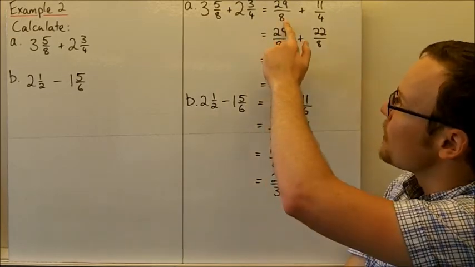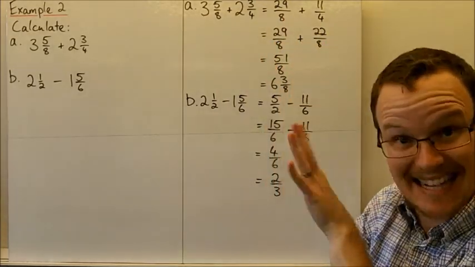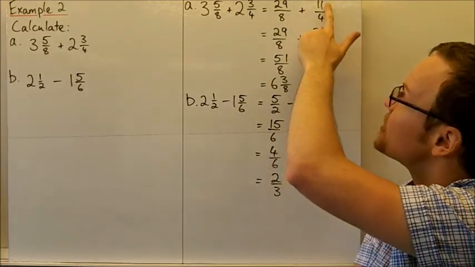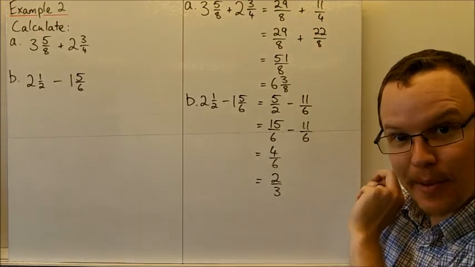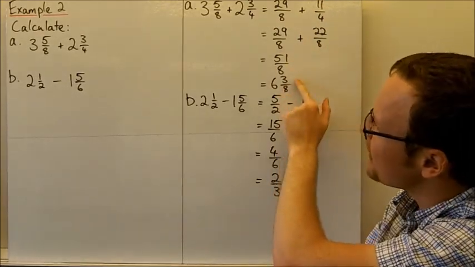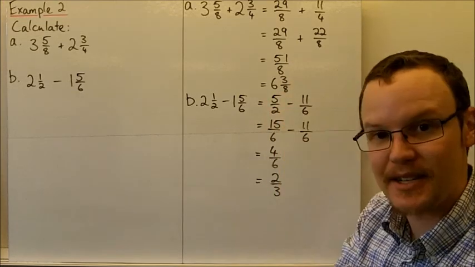So here the lowest common multiple of 8 and 4 is 8. So 8 times 1 and 4 times 2. So multiply the top and the bottom, the numerator and denominator, by 2, and we get 22 over 8. Add the numerators, we get 51 over 8, and then that back as a mixed number.